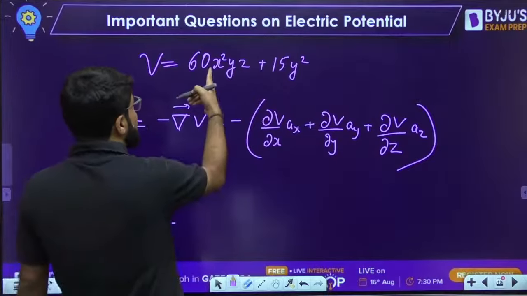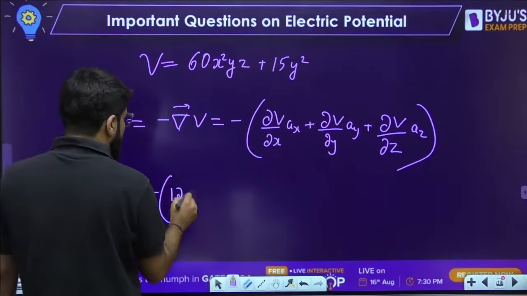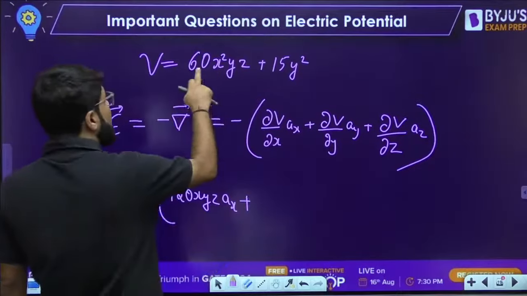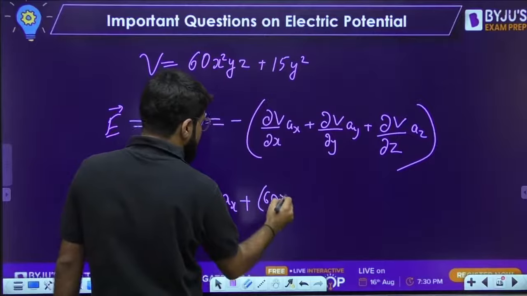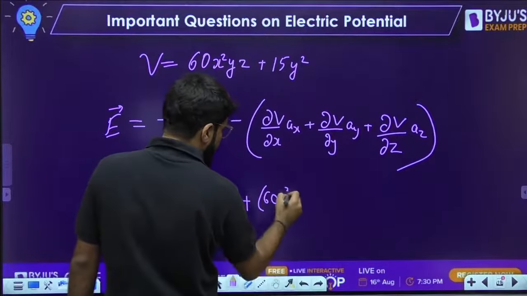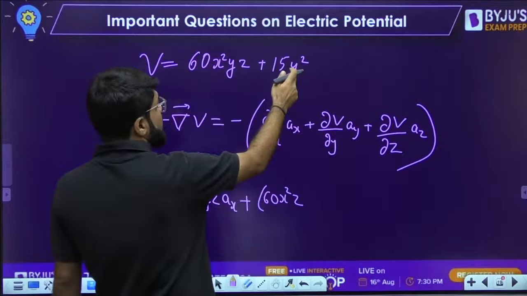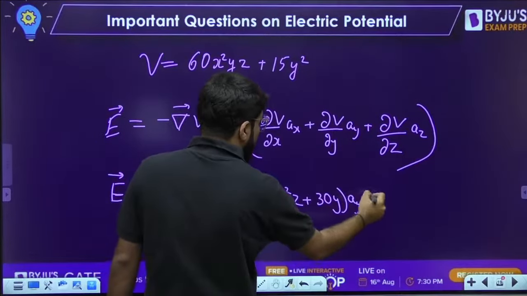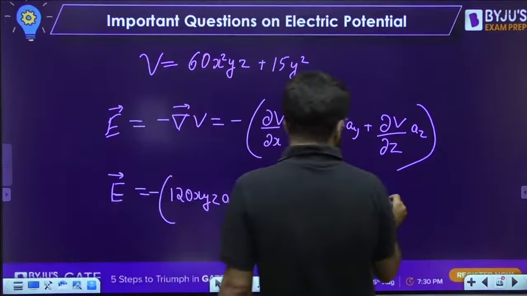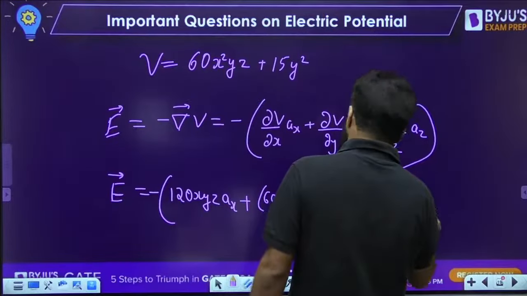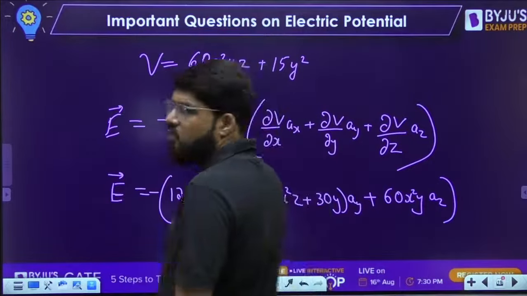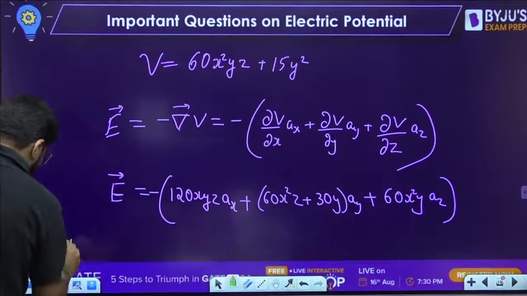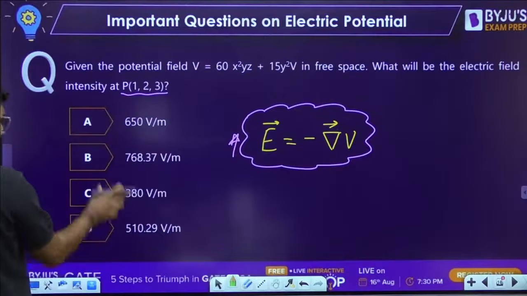Negative of del V by del x, differentiation of x square gives 2x, so 120xyz ax, then differentiation with y, so 60x square z will come, and this also will be differentiated with y, so that will be 2y, so 15 twos are 30y ay, and del V by del z, differentiation with z, 60x square y az. Now what we need is the answer at the point, and that too the intensity, meaning the magnitude.